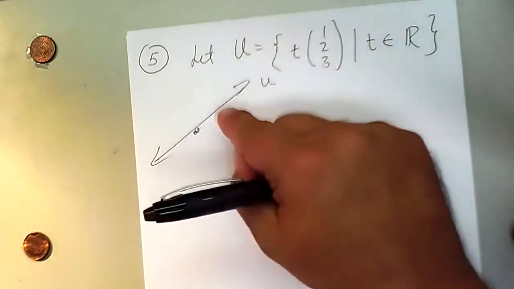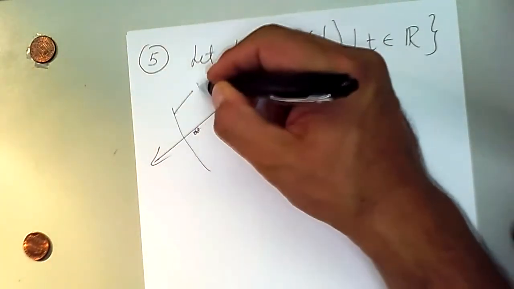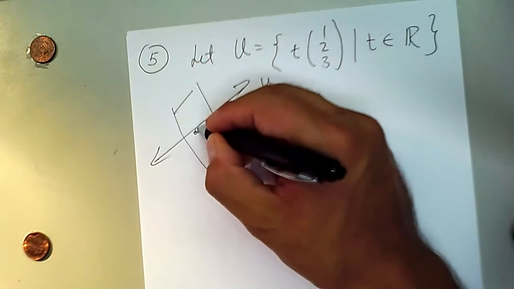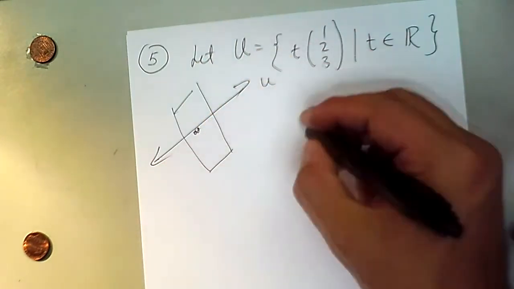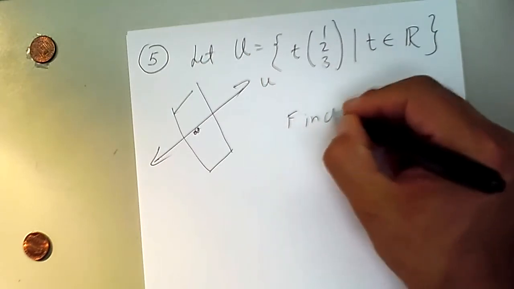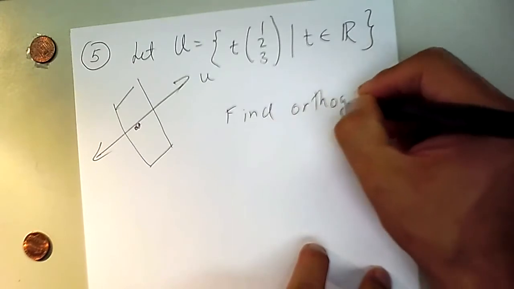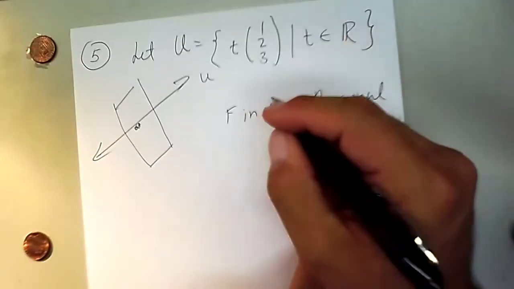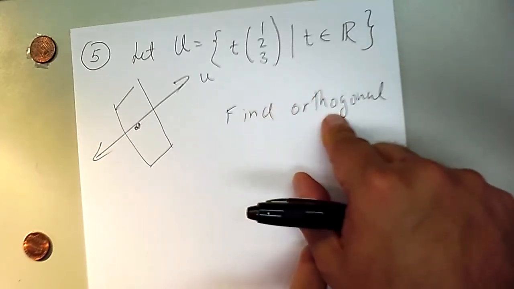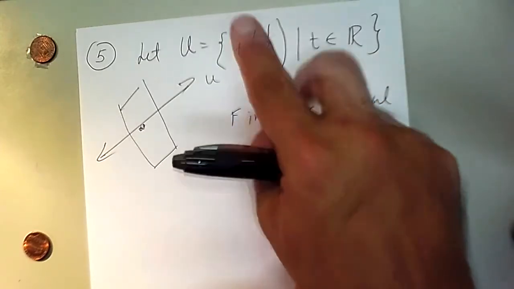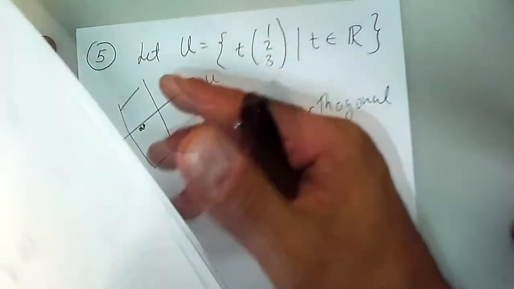Now we want to find its complement. So its complement is going to be the plane through the origin that is perfectly perpendicular to U. So find orthogonal, because finding a non-orthogonal complement is easy. All you have to do is find two more vectors that are linearly independent. Just like in example 2.